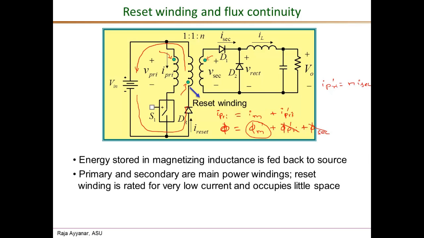It is also important to note that the primary winding and the secondary winding are the two main power windings, meaning they carry high current and need to withstand high voltages. So the VA rating of the two windings is large, whereas the current through the reset winding is very small. It only corresponds to the magnetizing current, and it does not flow for the entire period. So the current rating, and therefore the VA rating, of this winding is very small, and it does not occupy any significant space in the transformer.